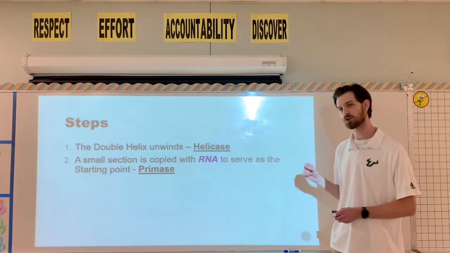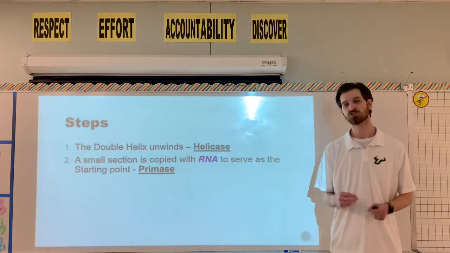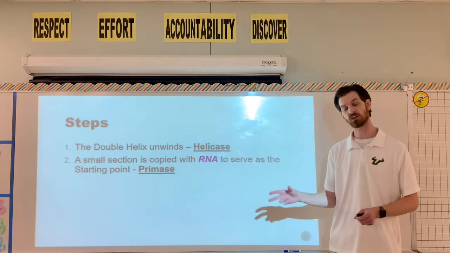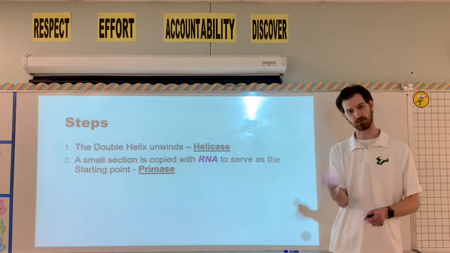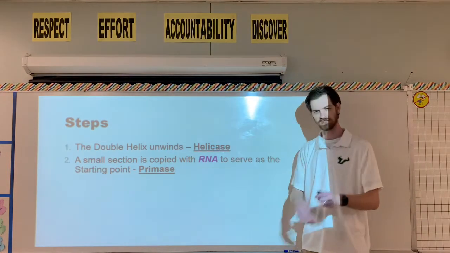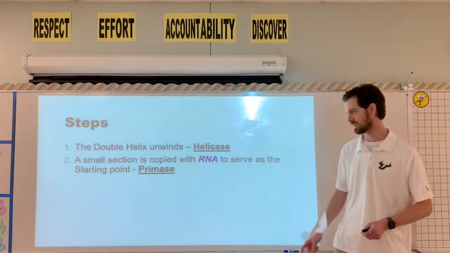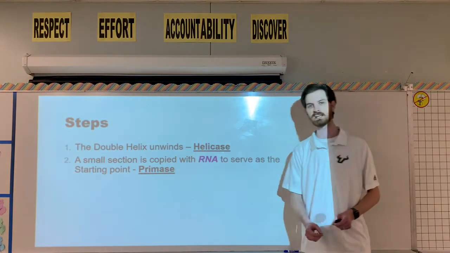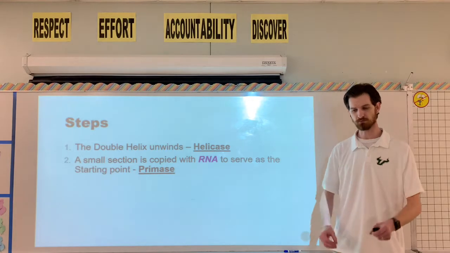And the reason they start off with RNA is it kind of serves as a marker, so later on the cell knows where it started the DNA copy, so it can pop that off and kind of fix it as it goes. And what it uses to do that starting point is called primase, okay? Got that ASE, so it's definitely an enzyme, and it's called primase because it's priming the start.